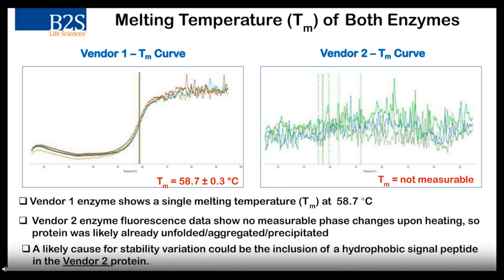Essentially what we concluded from examining the vendor 2 material was that it was likely unfolded or aggregated as received, which is consistent with the DLS data.